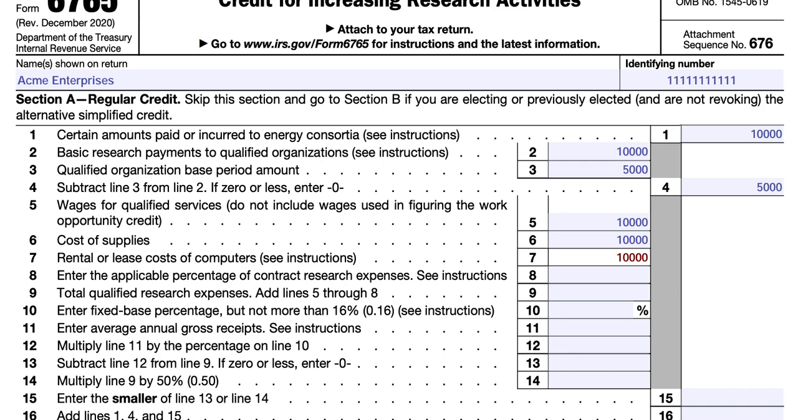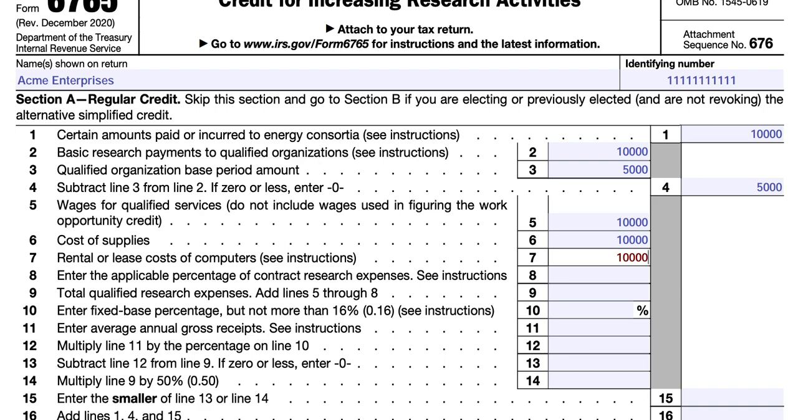In line 8, you're going to enter the applicable percentage of contract research expenses. So in the form instructions, there's guidelines on, if you spent $10,000 on certain research, you would have to look in the form instructions to see what percentage, ranging from 65 to 100% of the actual cost, you could include.